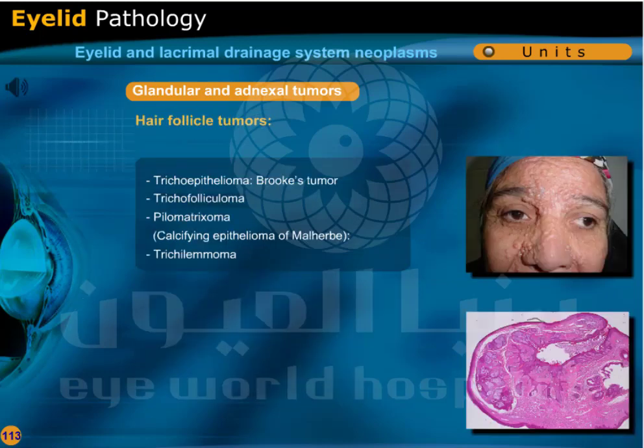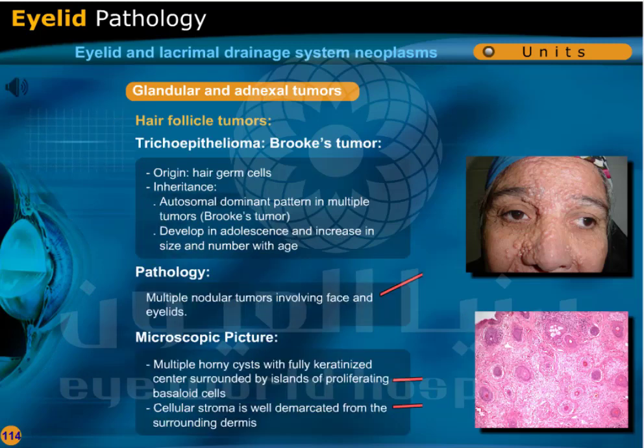Hair follicle tumors. Trichoepithelioma or Brooks tumor, which is an autosomal dominant disorder. Trichofolliculoma and trichilemmoma, which originates from the outer hair sheath, the trichilemma. There are glycogen-rich cells with lobular acanthosis. The palisade pattern is seen at the boundary of tumor lobules.